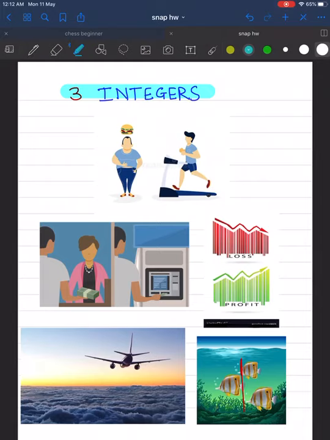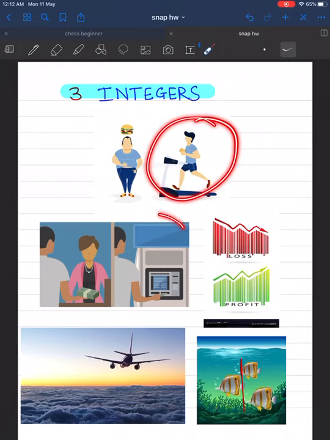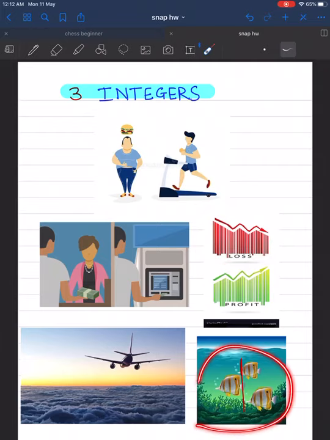Today we are going to start with integers. Look at the following real life situations: weight gain, weight loss, money deposit, money withdrawal, loss and profit in business, an aeroplane flying above the sea level, fishes swimming below the sea level. So here weight loss, money withdrawal, loss in business, fishes swimming below sea level show downward movement. These are expressed by negative numbers.